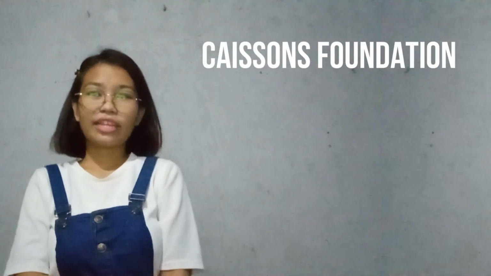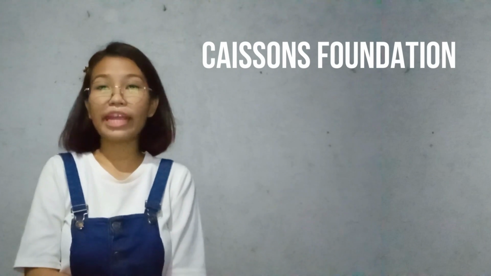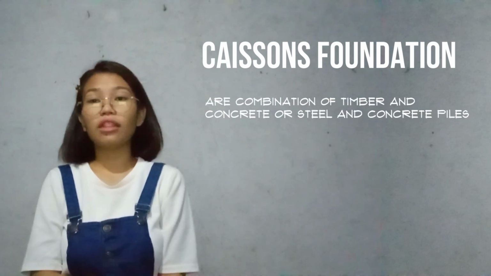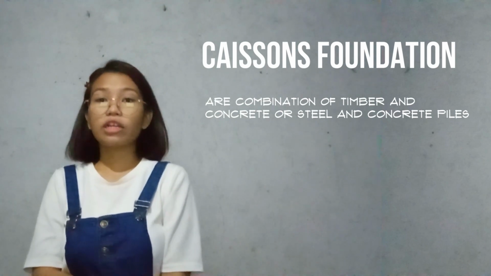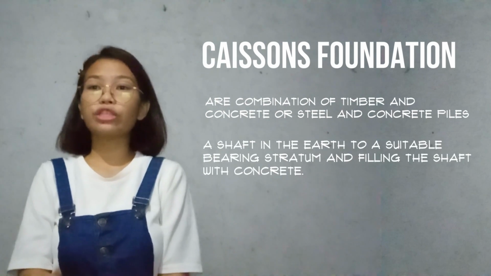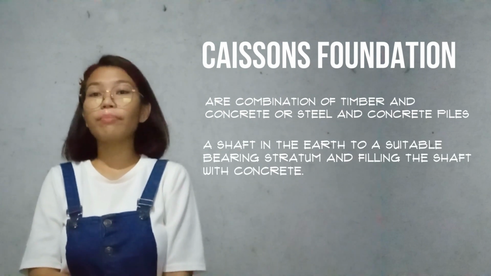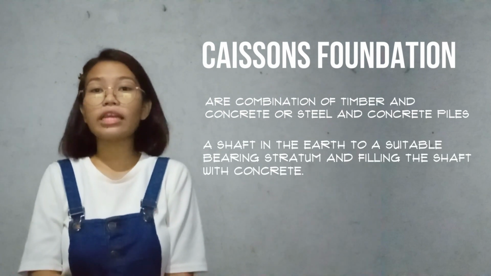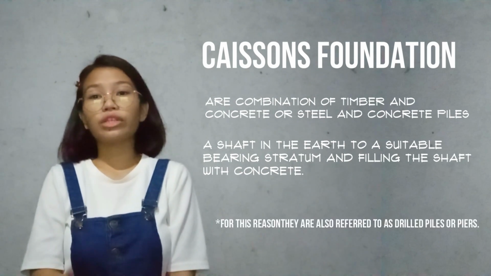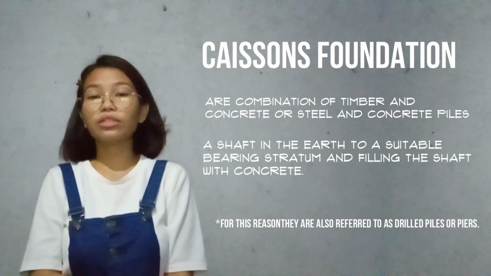Caisson foundations are cast-in-place plain or reinforced concrete piers formed by boring with a large auger or excavating by hand a shaft in the earth to a sustainable bearing stratum and filling the shaft with concrete. For this reason, they are also referred to as drilled piles or piers.